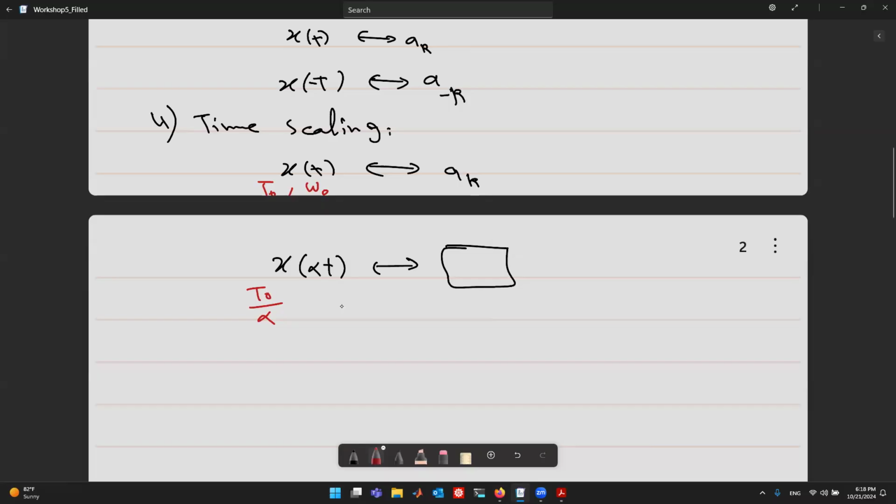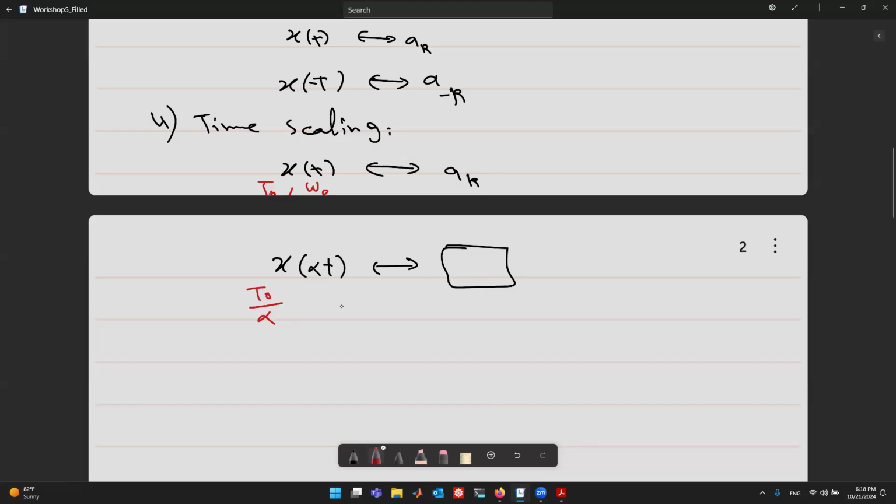If alpha is less than 1, then the new period will be larger than t naught, and we say we're doing time expansion. When alpha is less than 1, the period will be larger, and we are expanding the time of the signal. And if alpha is larger than 1, then the new period of the time-scaled signal will be shorter than the original signal, and we say that we are compressing the time, or doing time compression.